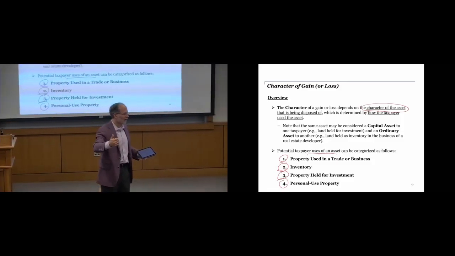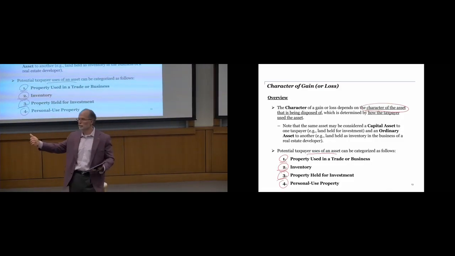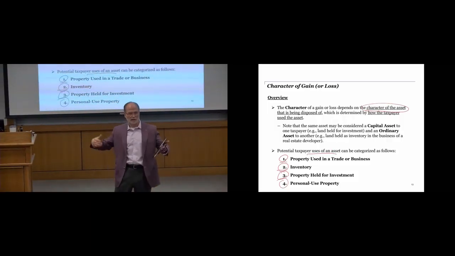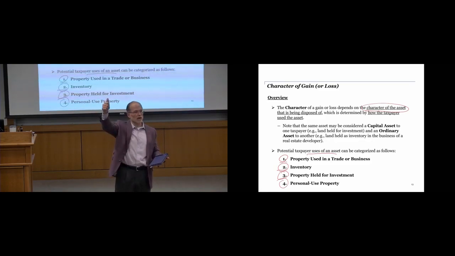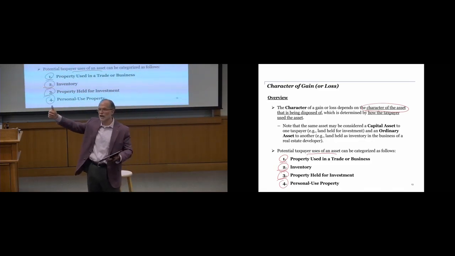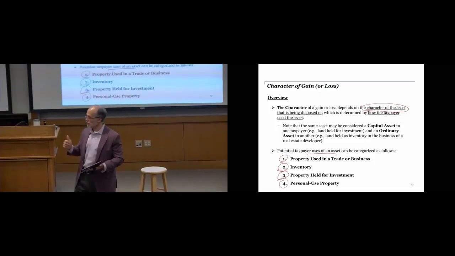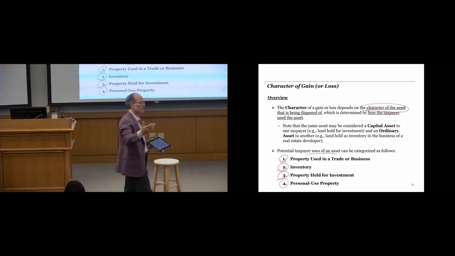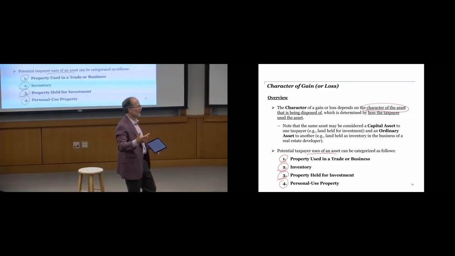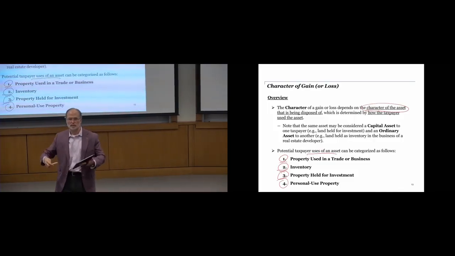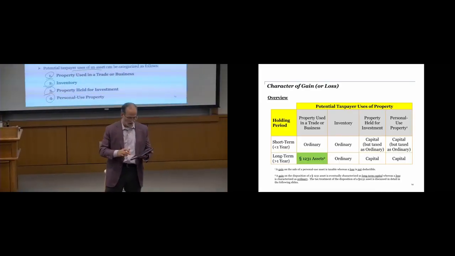You can do number 4, you just use it at night, on the weekend, it's your hobby, that's it. Or your hobby goes into a business, so it could be number 1. It could be inventory, so it comes into your business and you're selling it on a regular basis. That's how you make money. Or it could be held for investment, where you're buying it on a speculative basis, hoping you can sell it for something. These are the uses of the asset in the tax code.